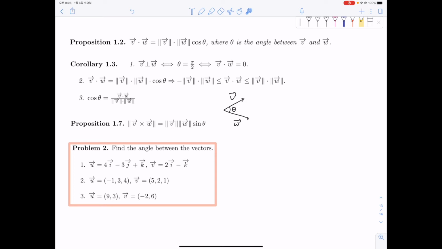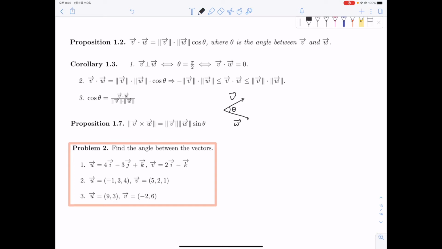Also, maybe you notice that the dot product is easier than the cross product. So when you want to find the angle theta, this equation is easier than this equation. Because if you want to calculate this cross product, then you need to find some determinants many times. But the dot product is just multiplication and addition of scalars, so it is much easier.